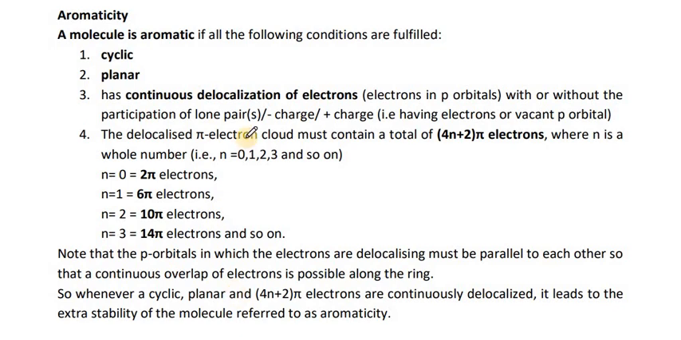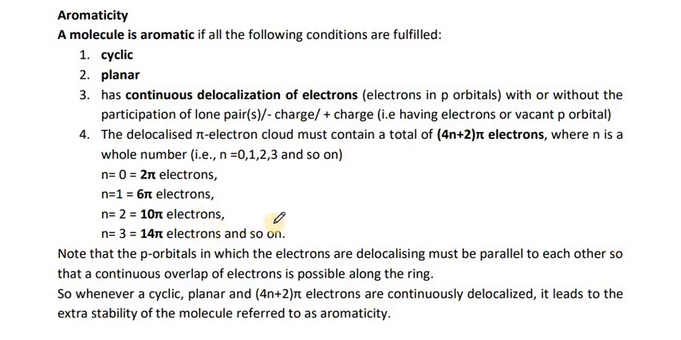What are aromatic compounds according to Huckel's rule? According to Huckel's rule, a molecule should be planar, cyclic, and have 4n plus 2 pi electrons, and the pi electrons should be continuously delocalized. The pi electrons may be with or without lone pairs, negative charge or positive charge. And the number of pi electrons should be 2, 6, 10, 14 pi electrons and so on.